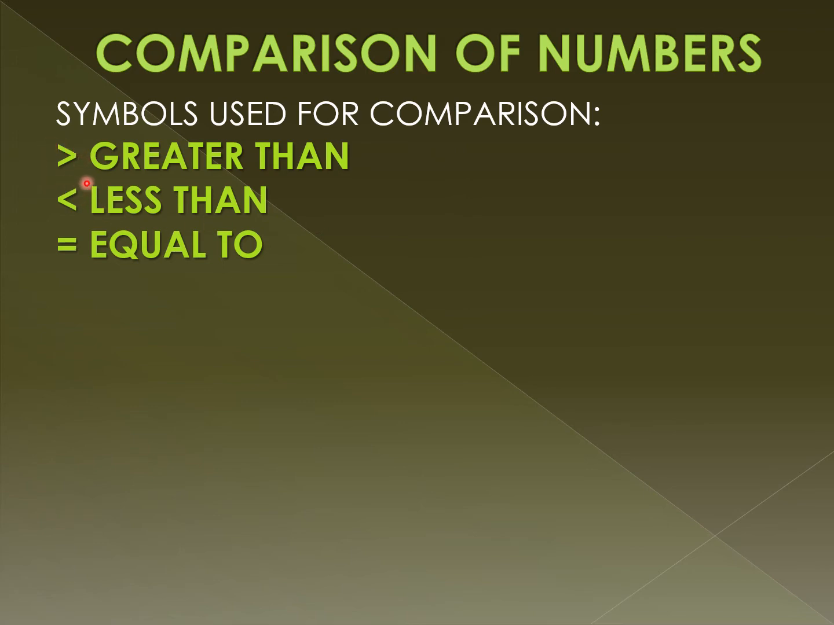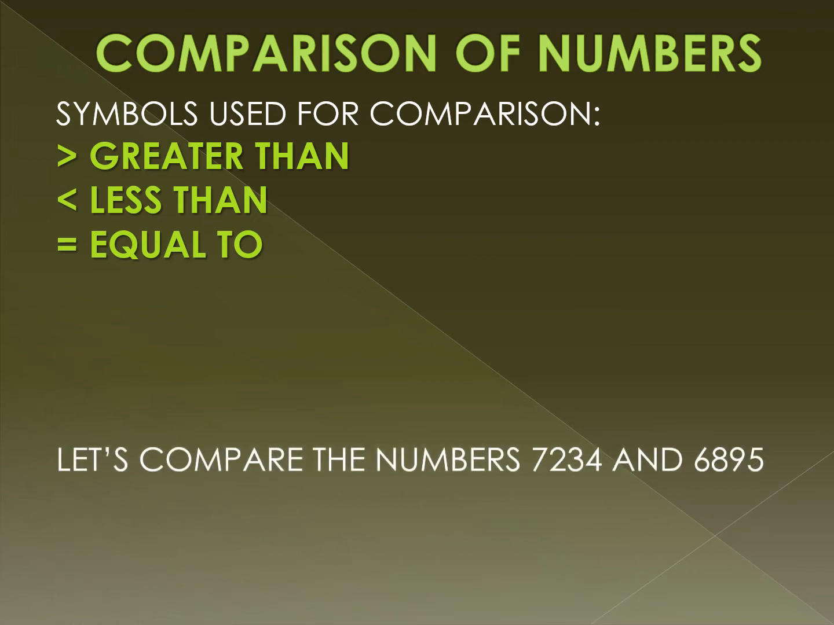This symbol here is greater than. This is less than. And the two lines is equal to. So we have greater than, less than, equal to. Now let's learn how to compare two four-digit numbers.